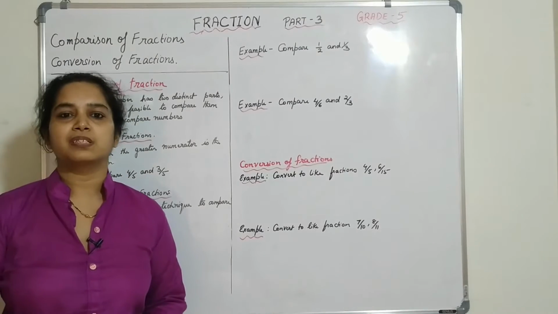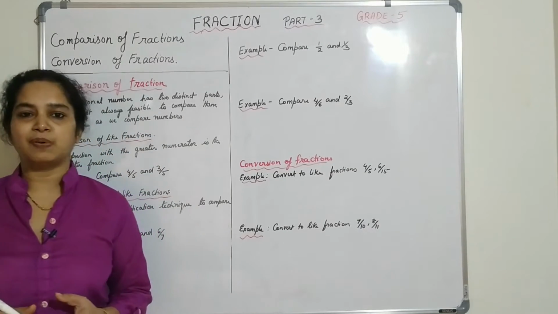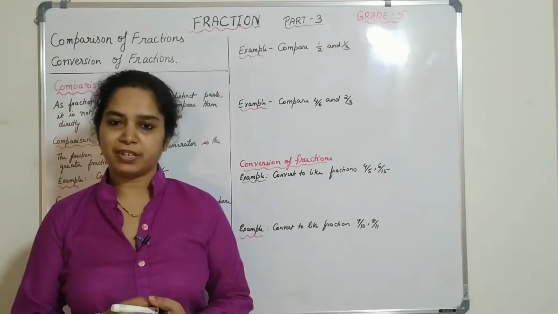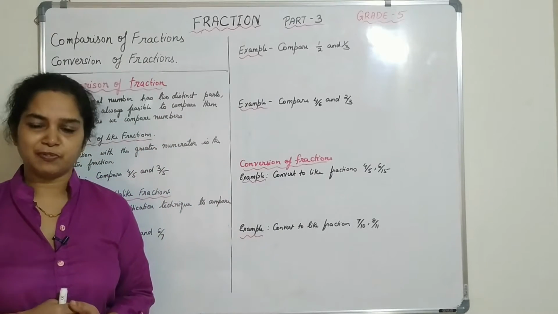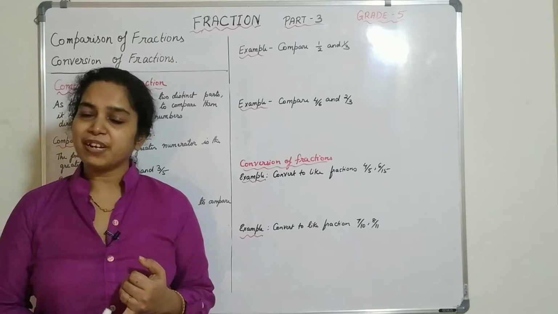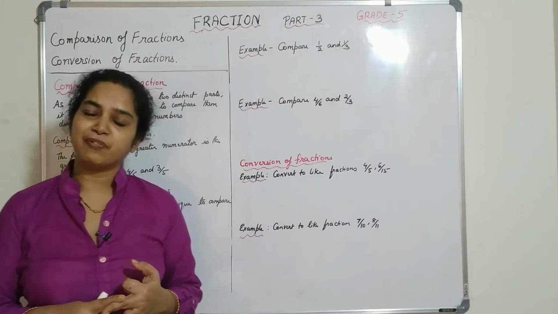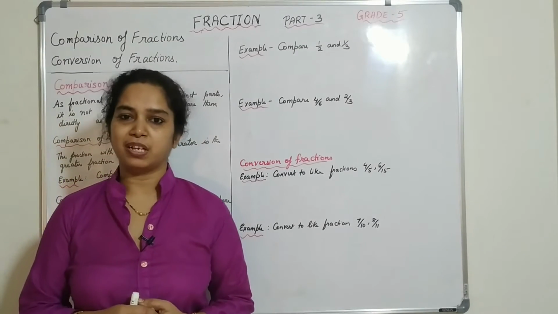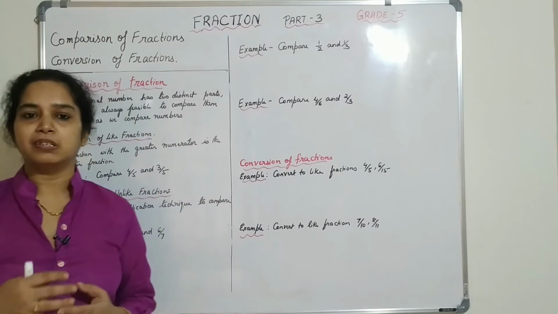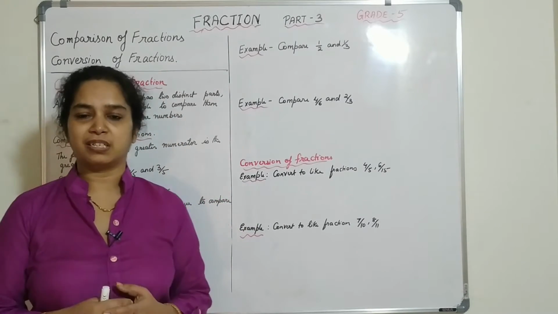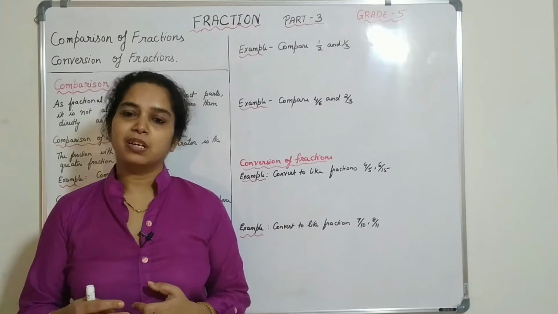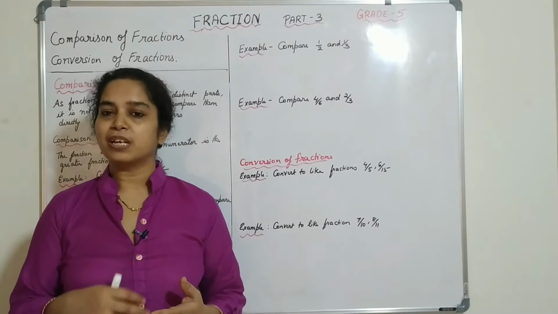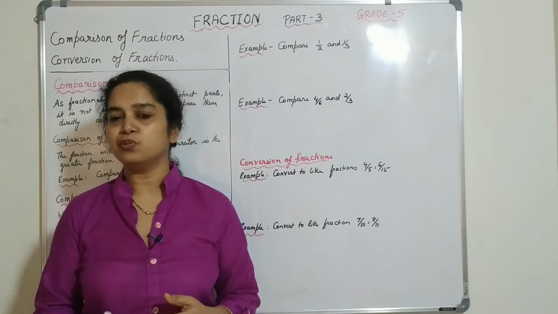Hello my dear students, in the last video we studied the classification of fractions. We studied the 6 types of fraction: like fraction, unlike fraction, proper fraction, improper fraction, mixed fraction and equivalent fraction. Today we are going to learn about the comparison of fractions and also about the conversion of fractions, how you can convert an unlike fraction to a like fraction.